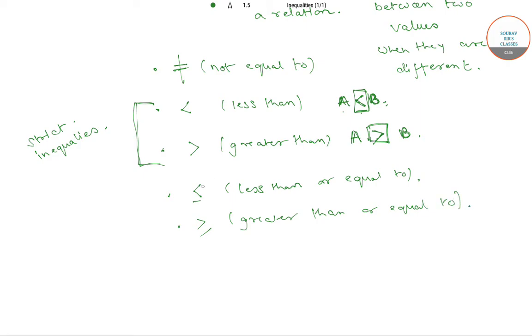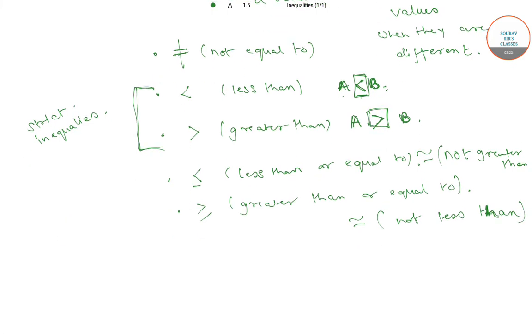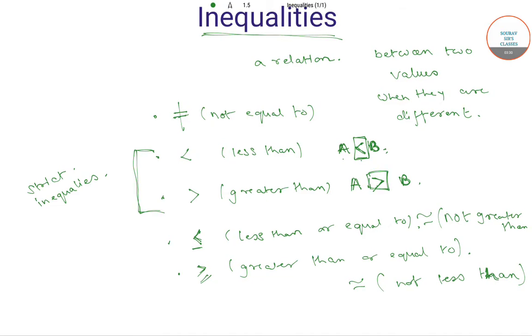Now this less than or equal to is also equivalent to not greater than. Similarly, this greater than or equal to is equivalent to not less than. So these are the other two inequalities. So what we have learned is that inequality is a relation.